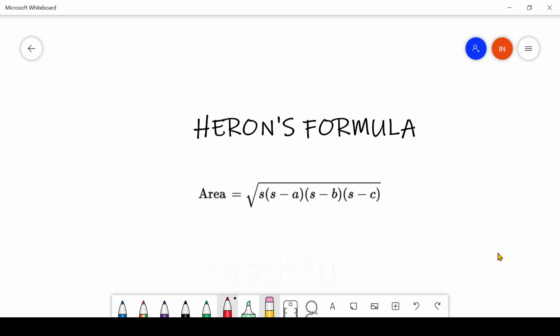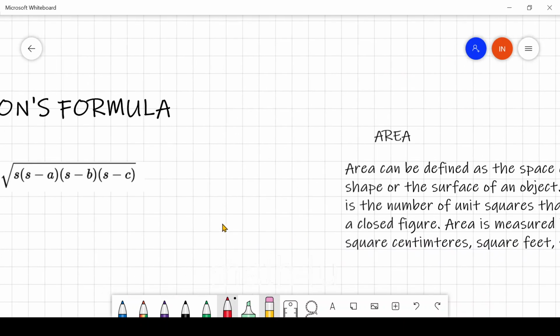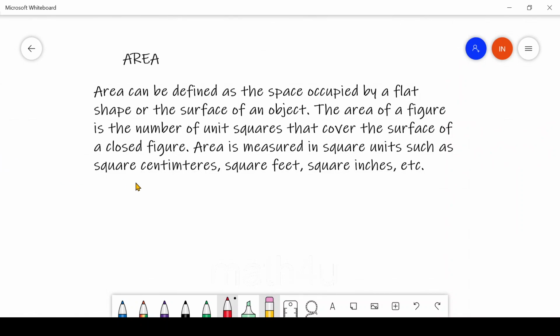Today in this session we are going to discuss Heron's Formula. This is from grade 9 chapter 12. So before going deep into the chapter, let's see what an area is.